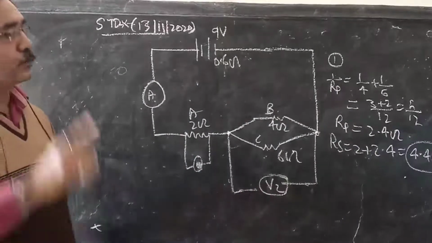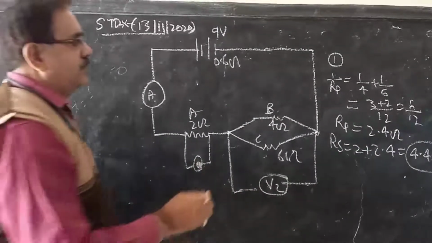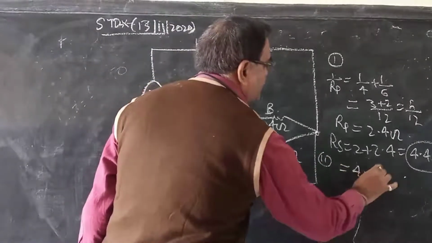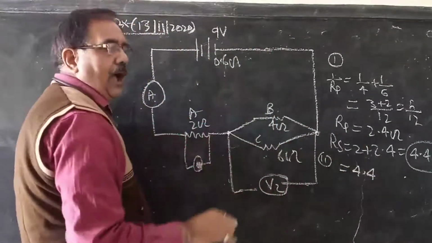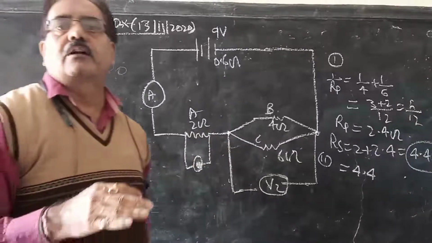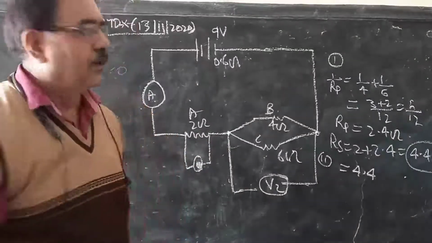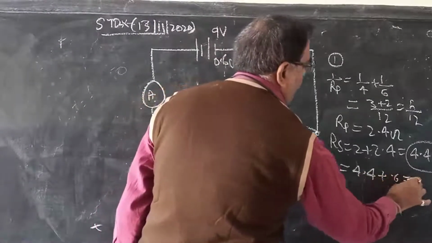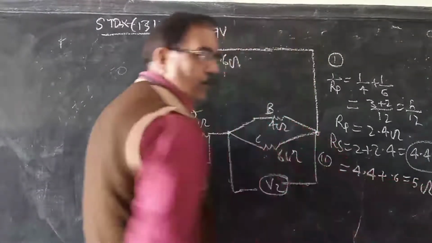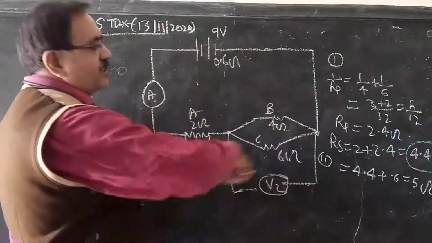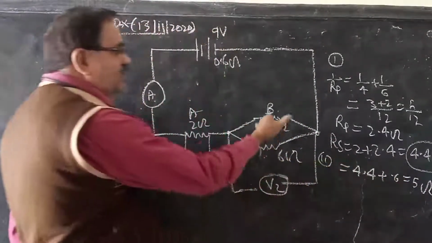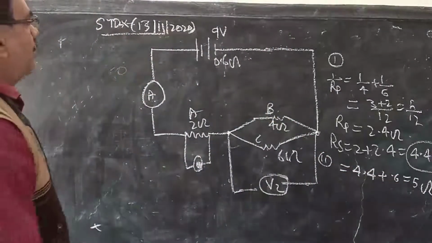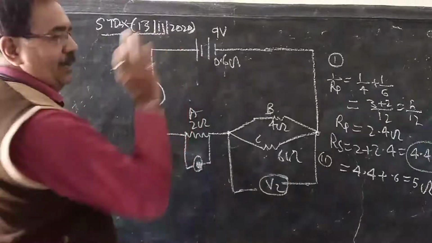Now second question, total effective resistance. For the total effective resistance, we have to add the internal resistance of the cell also. And the internal resistance of the cell is considered to be connected in series, not in parallel. So 4.4 plus 0.6 means 5 ohm. So the total effective resistance of the circuit is 5 ohm. The total external resistance of the cell is 4.4. Right.